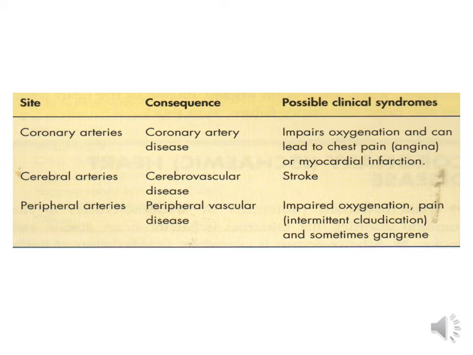The sites that have lead to atherosclerosis, the first one, coronary artery. The consequence, coronary artery disease, possibly clinical syndrome, impairs oxygenation and can lead to chest pain and angina. The second artery, cerebral artery. This leads to cerebrovascular disease that lead to stroke. The last artery, peripheral artery, lead to peripheral vascular disease, and this possible clinical syndrome, impaired oxygenation, pain, intermittent claudication, and sometimes gangrene.